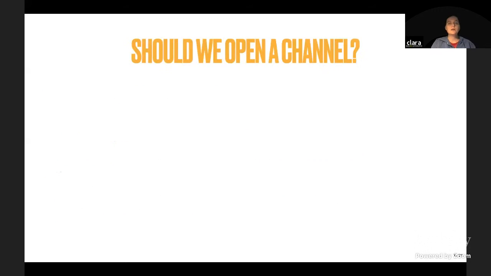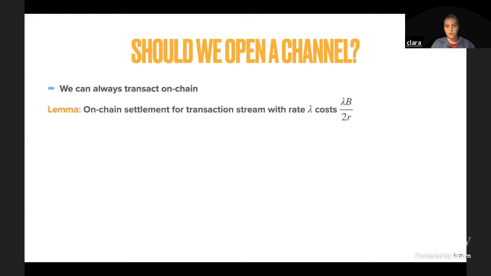Okay, so to warm up and get used to it, we want to ask, should we open a channel? And to do this, we're going to prove the following lemma, just to get used to all the lambdas, Bs, Rs, and things like that. The lemma claims that on-chain settlements for a transaction stream with rate lambda is going to cost this. And this is not a very difficult lemma.